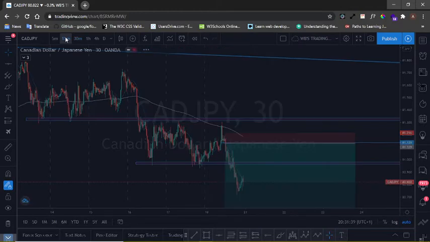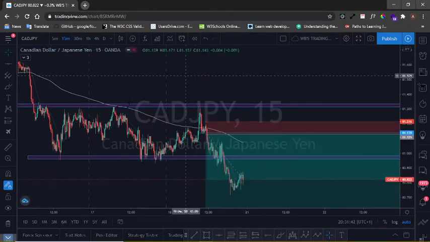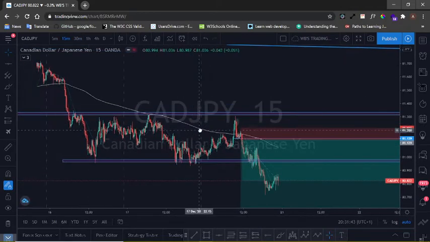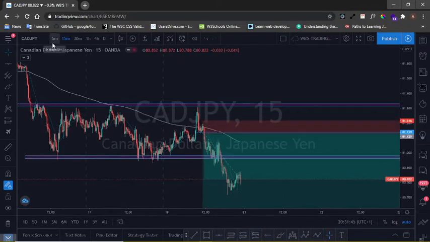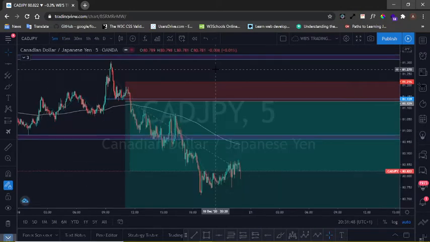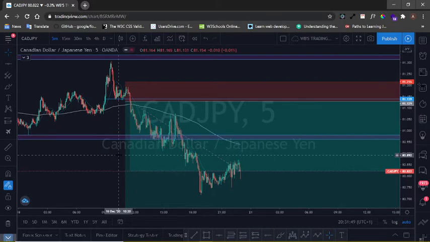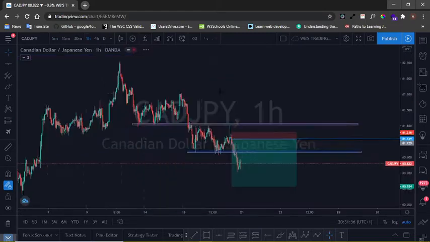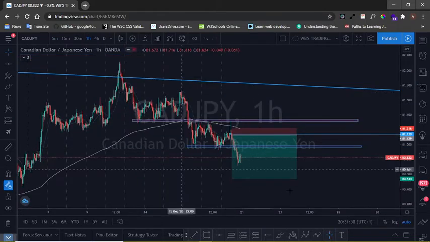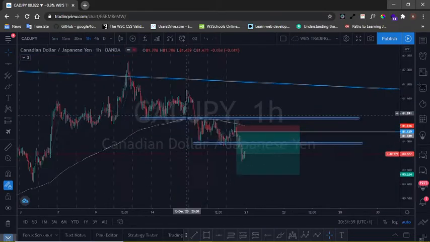Moving to the 15 minutes time frame, I was waiting for the retest. I even missed an entry again, even on the 5 minutes time frame. So I missed an entry, but I got in real quick, and here we are today. It's still a running trade. So that is the way I traded this CAD yen.